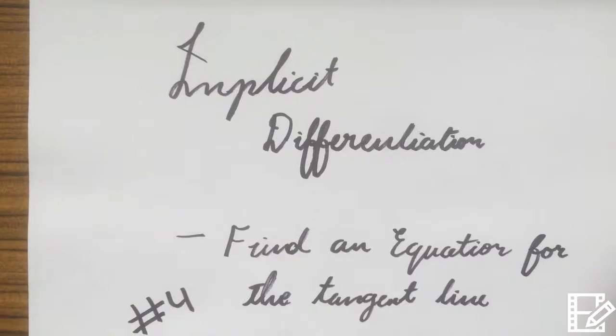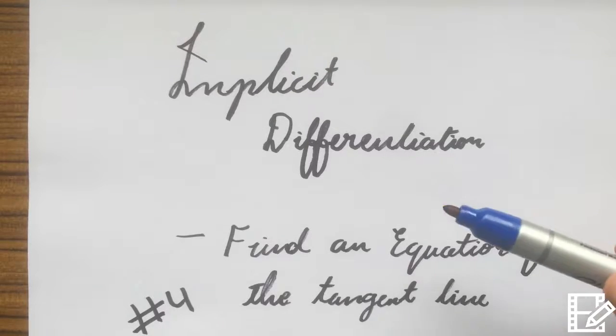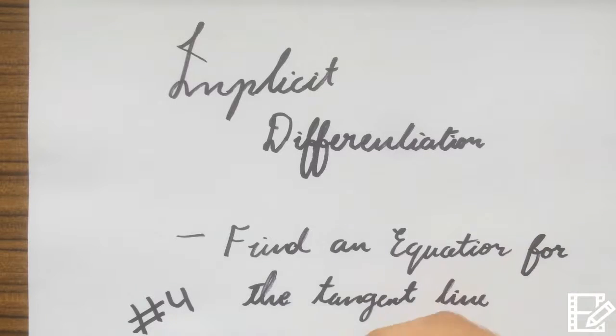Welcome back to another one of my implicit differentiation videos. We'll be doing applications to graphs, and we're going to be finding the equation for the tangent line. This is the fourth episode, and let's get right to it.